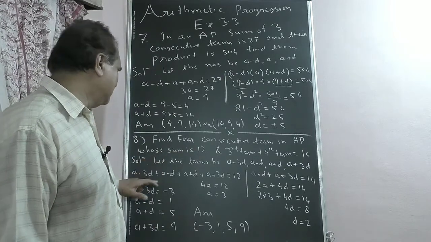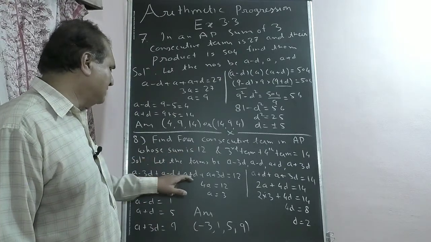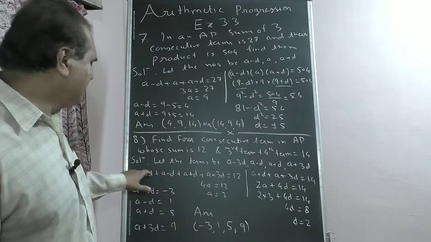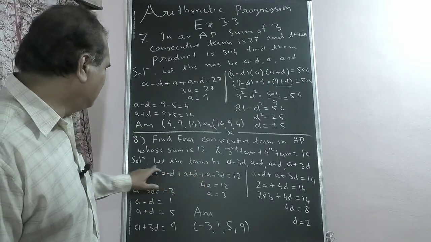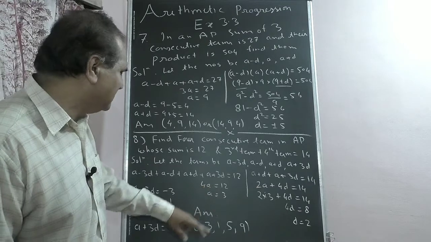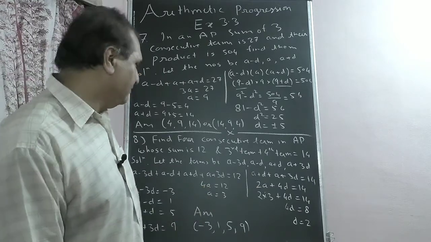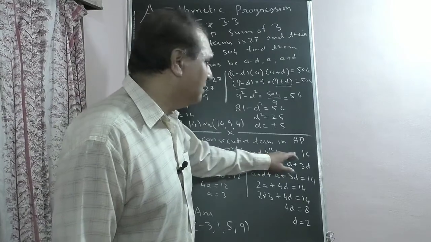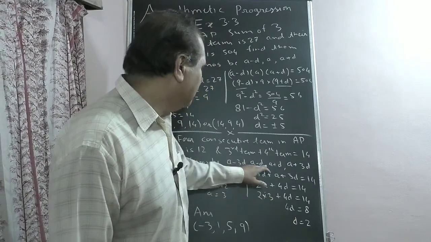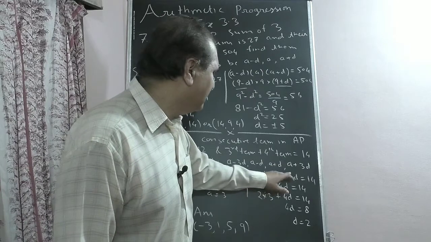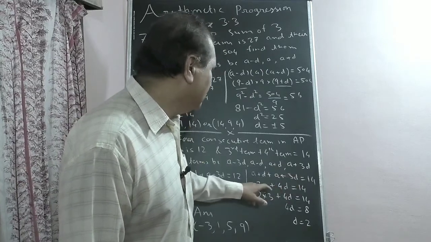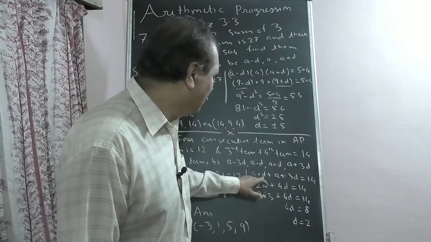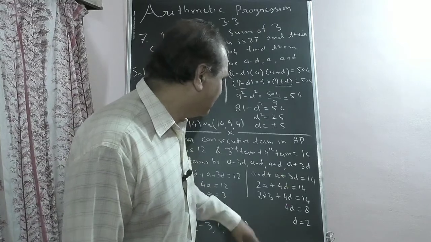So whose sum is 12? First condition: a minus 3d plus a minus d plus a plus d plus a plus 3d. Here d cancels, sum is 12. So 4a is 12, a is 3. You got a as 3. Second condition is the sum of the third term plus the fourth term is 14. So the third term is a plus d, a plus 3d is 14. Here d is not cancelling. a plus a is 2a, d plus 3d is 4d, is 14.